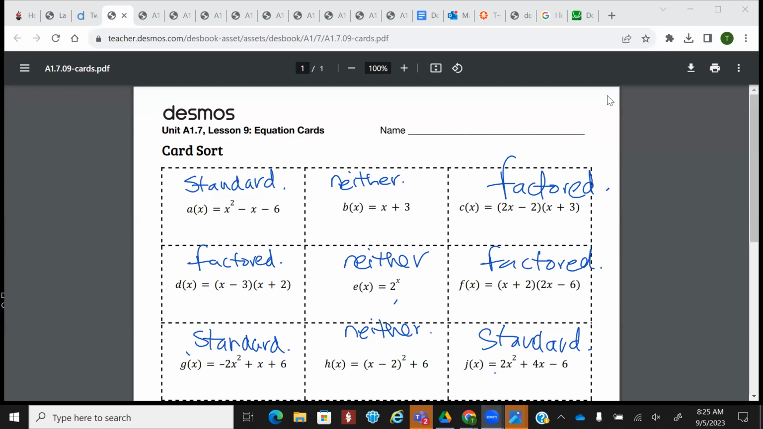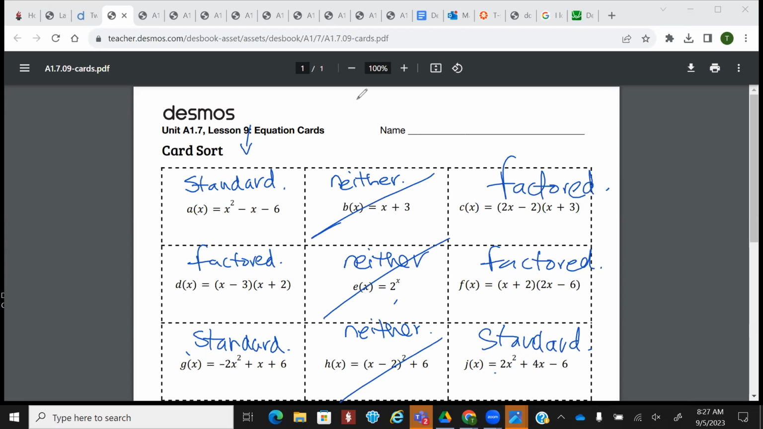Okay, so the next part, it says set B, E, and H aside. So we're not going to look at this one, or this one. We're really going to focus on this first column. We're going to look at these three equations. We're going to use those to match the graphs with those equations.